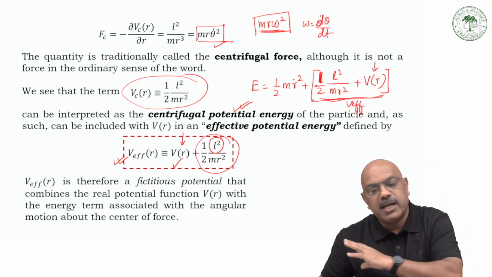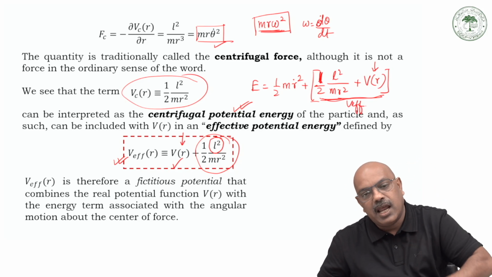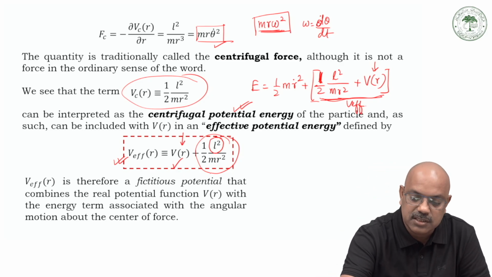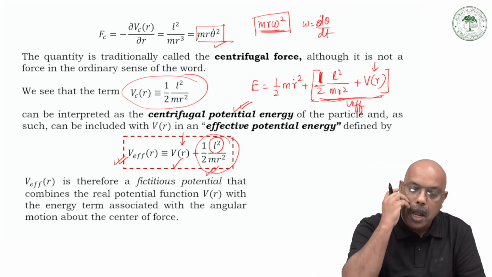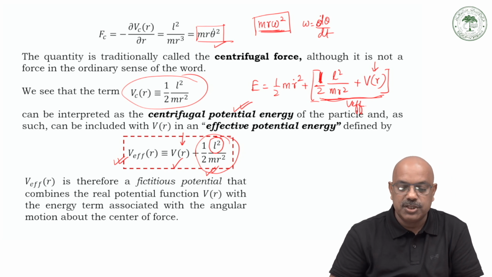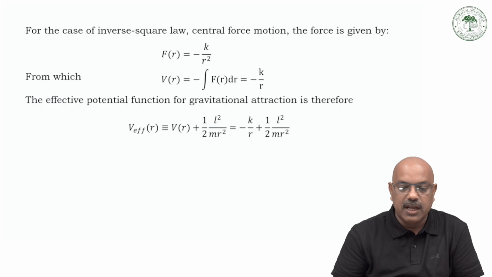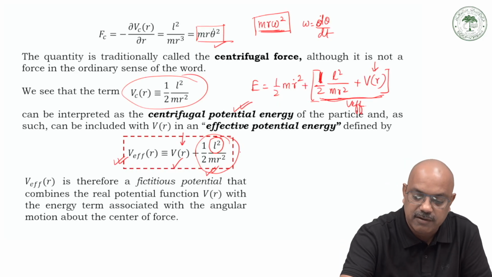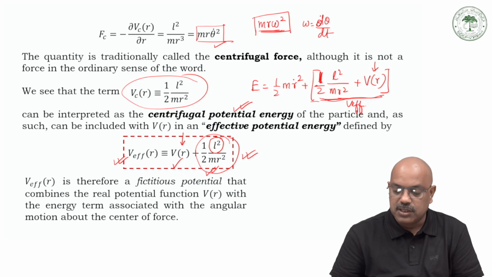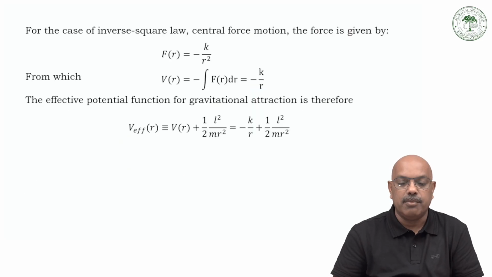But because that particle is moving and is going to have an angular momentum, this effective potential contains this centrifugal potential. Okay, centrifugal potential energy. So this effective potential we have to remember, because on the basis of this we are going to decide what kind of motion my system is going to adopt.